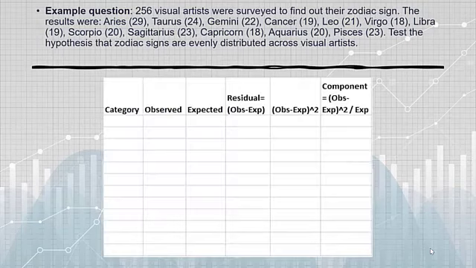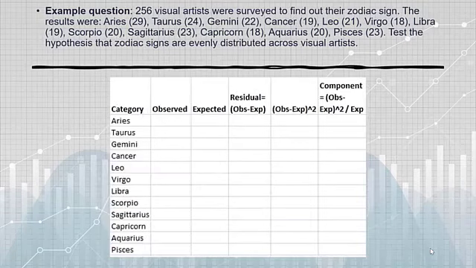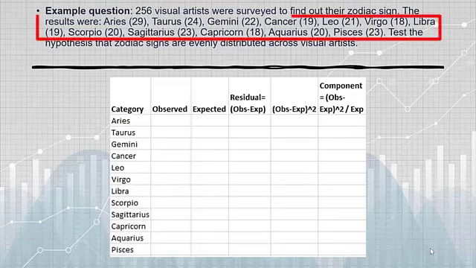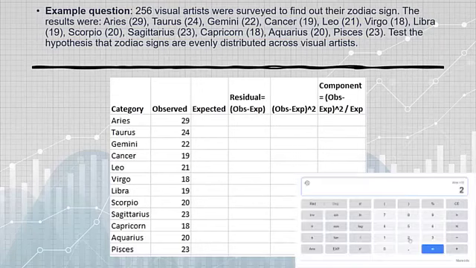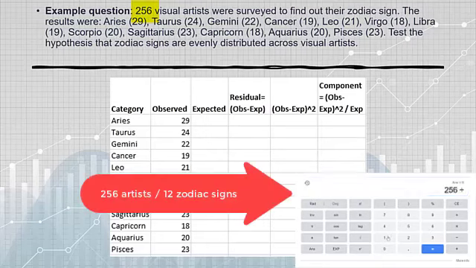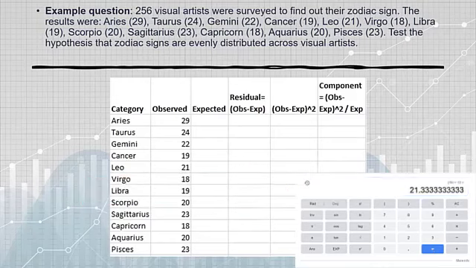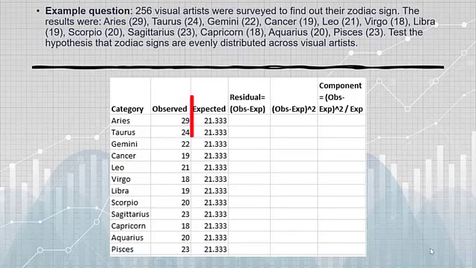So here's our table. In the first column, the category, we're just going to write down all of the different star signs. In the second column, our observed values, those are the values that the respondents gave to us in the survey. Now we have to do our first calculation, that is for the expected value. If we had 256 people, we would expect to find 256 divided by 12. That comes out to 21.333. We'd expect to find around 21 people in each of those different zodiac signs.